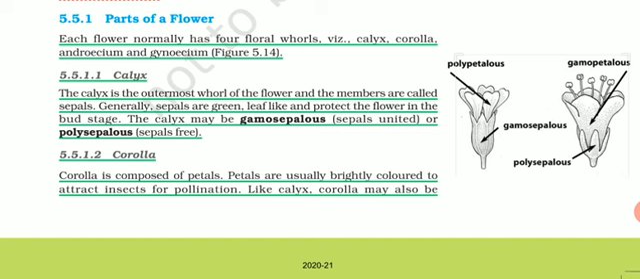Let's study with number first, that is sepals, commonly known as calyx. These are the outermost whorl. Whenever you hold or see a flower, you can first of all see the sepals. They are mostly green in color, they look like leaves, and they protect the flower during the bud stage. Sometimes they are united and sometimes they are free.